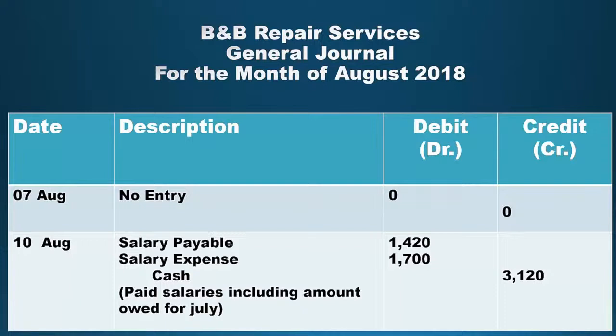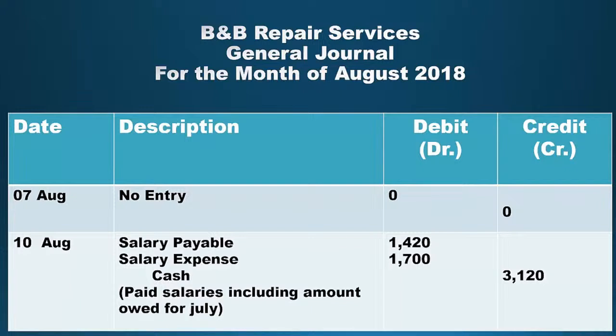August 7th, signing a contract. Step 1. What happened? The company signed a contract with Matthews Appliances Limited to provide future repair services as needed. No money was exchanged and no services have been performed yet.